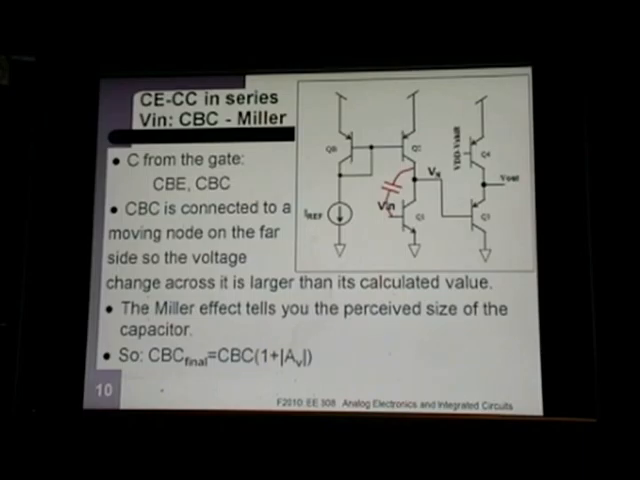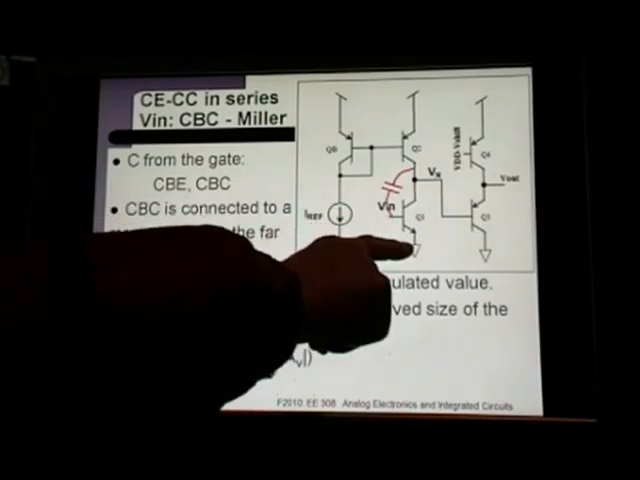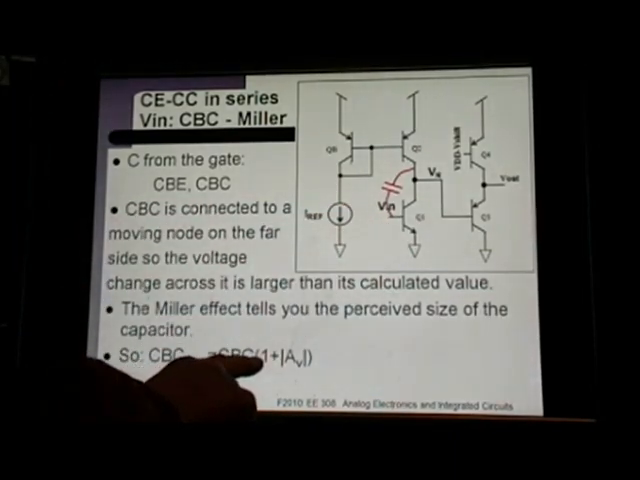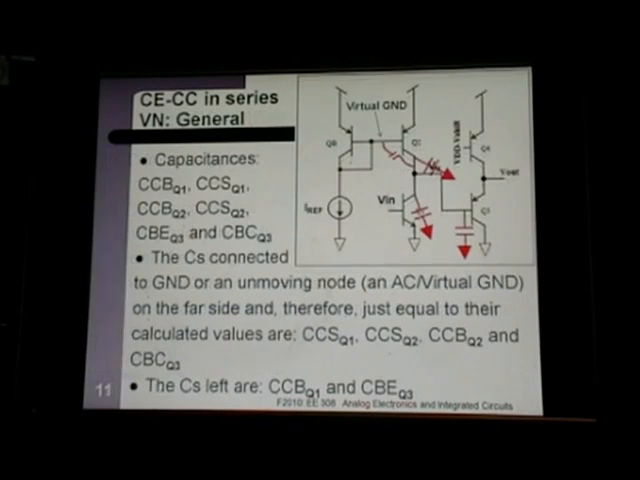If you have trouble with that, come to office hours until you feel comfortable with it. So when you write an equation for the capacitance that you see at the node here, you have CBE plus CBC times the quantity 1 plus absolute value of AV. So that's an example of a capacitor that you calculate the value of, but when you actually use it in the circuit, you have to change its value to recognize that the far side isn't connected to ground.